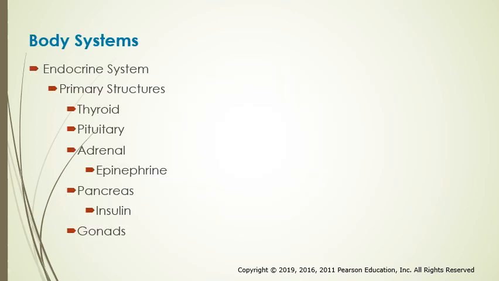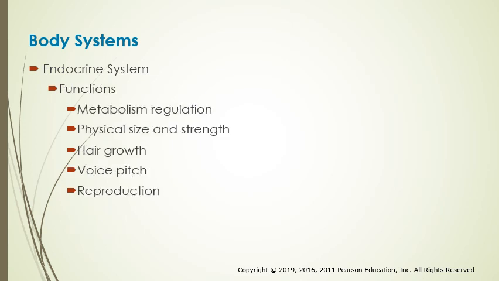Our endocrine system, endo meaning within. Its structures involve the thyroid, pituitary, your adrenal glands, your pancreas, and your gonads. Adrenal is where our epinephrine, or adrenaline, is produced, and the pancreas is where our insulin is produced, which helps us with the sugars in our blood. It regulates our metabolism. It's what determines our physical size and strength, hair growth, voice pitch, and reproduction.